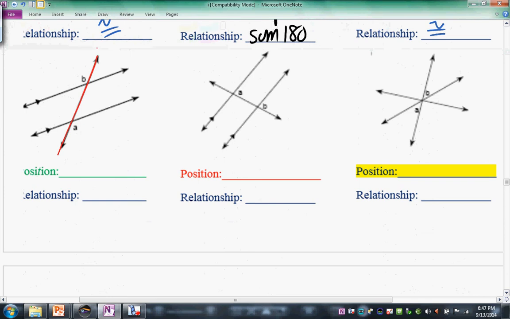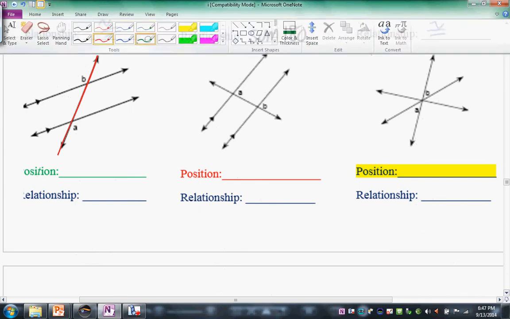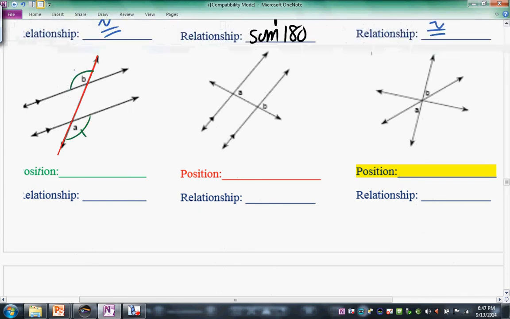Here's your parallel lines. There's your transversal. Sweep A, sweep B. Opposite sides of the stir stick, that's going to be alternate exterior angles. And when lines are parallel, they are congruent.